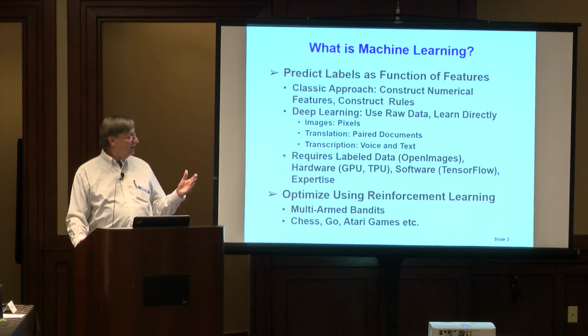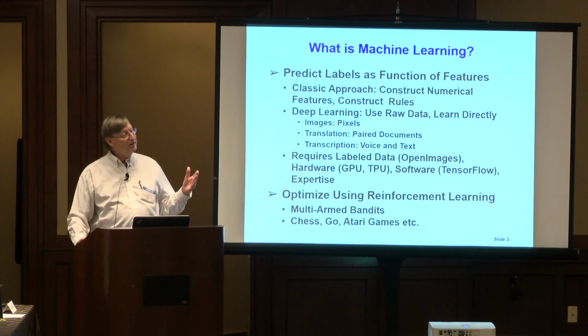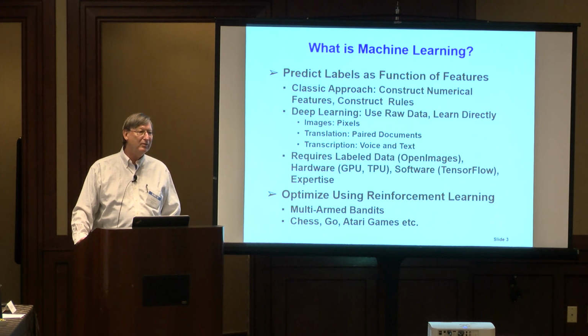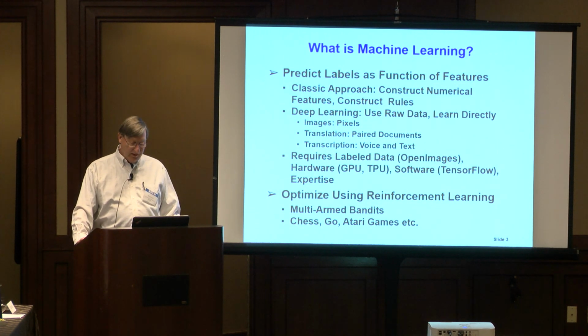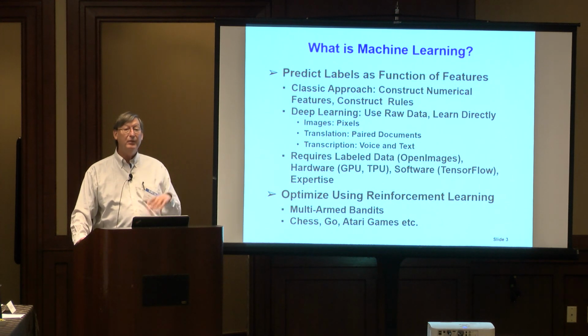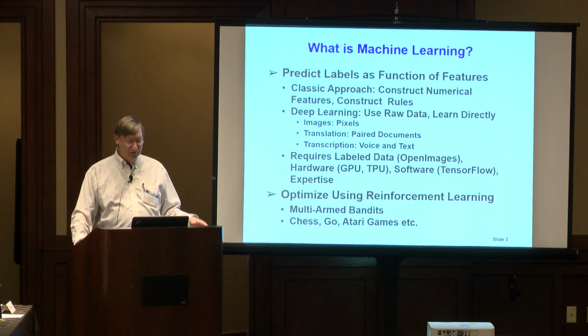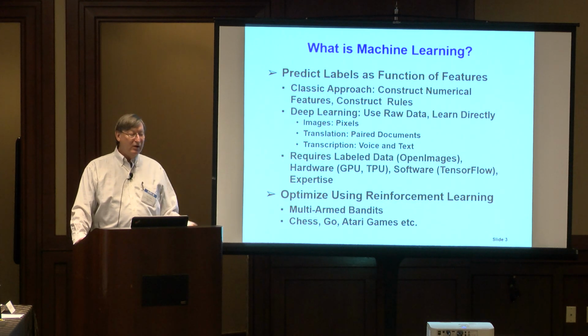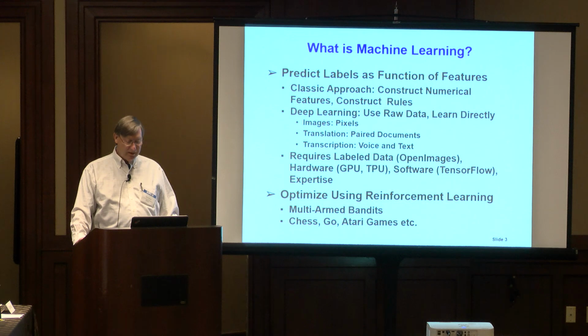Hardware, my colleagues say that when we moved from CPUs to GPUs, we had an order of magnitude improvement. And when we moved from GPUs to TPUs, tensor processing units, we got another order of magnitude. So there's huge progress on the hardware side. On the software side, we now have TensorFlow, and there are several other open source packages out there that make machine learning much, much easier to do.